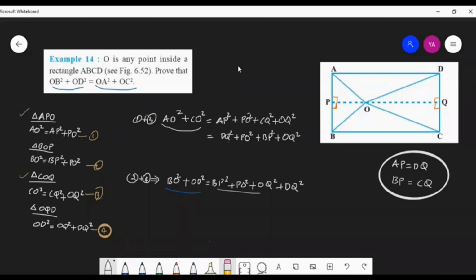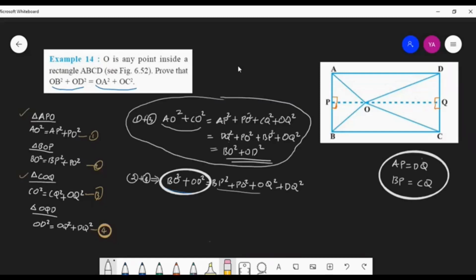So for this we can substitute BO square plus OD square, right? We substitute here BO square plus OD square and we reach the result. So that's the result: AO square plus CO square is equal to OB square plus OD square. We got the result, right?